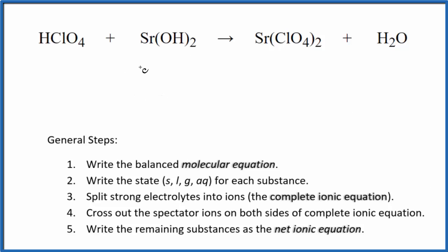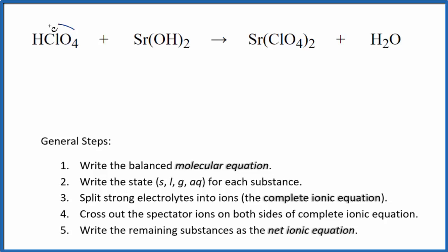In this video, we'll write the balanced net ionic equation for HClO4 plus Sr(OH)2. This is perchloric acid and strontium hydroxide. So the first thing we need to do when we balance net ionic equations, we have to balance the molecular equation. This here is the molecular equation.